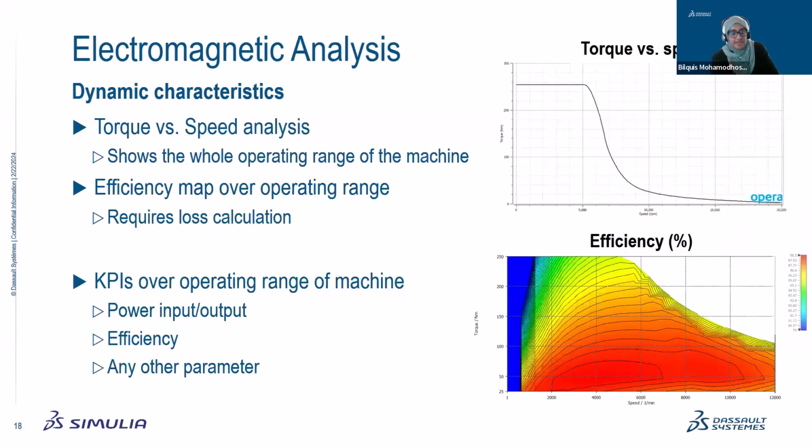Talking about the dynamic analysis of the machine, what we mainly look at is the torque versus speed analysis, normally for the whole operating range of the machine. From there, we can also deduce the efficiency map over that range, which also requires very detailed loss calculation of the machine in different parts, so that we can have the power input, power output, efficiency, and any other parameter at all the operating points of the machine.